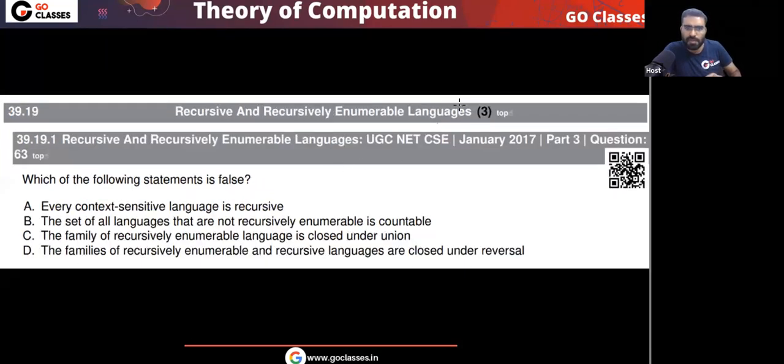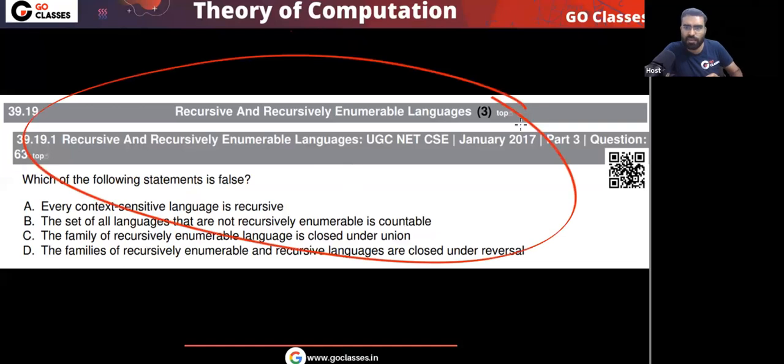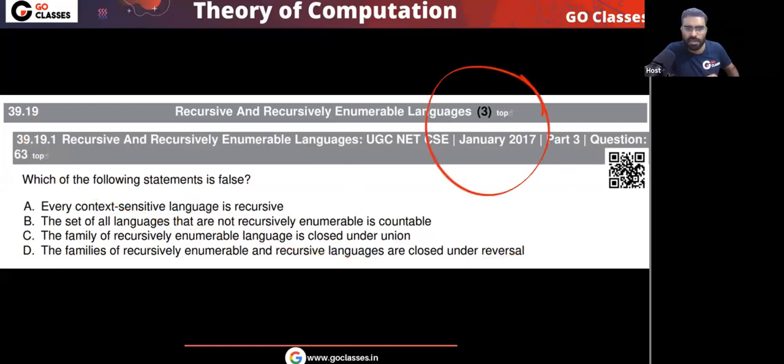Let's solve this question. This is a UGC NET Computer Science January 2017 question. Tell me the answer. Which of the following statements are false? The question is asking which are false statements. Every context sensitive language is recursive. This is actually true, right?